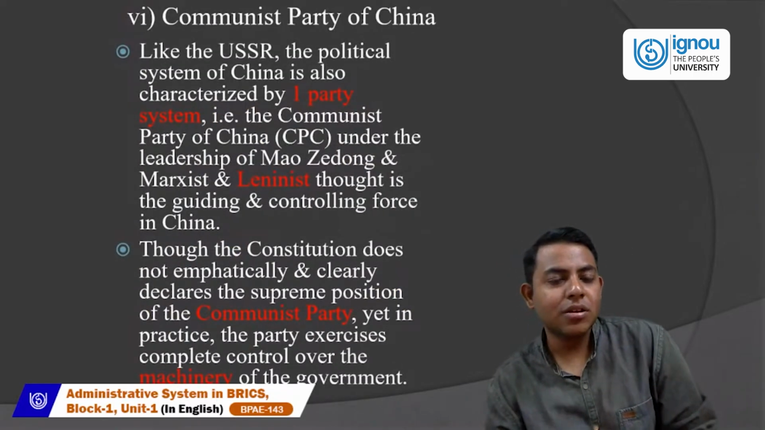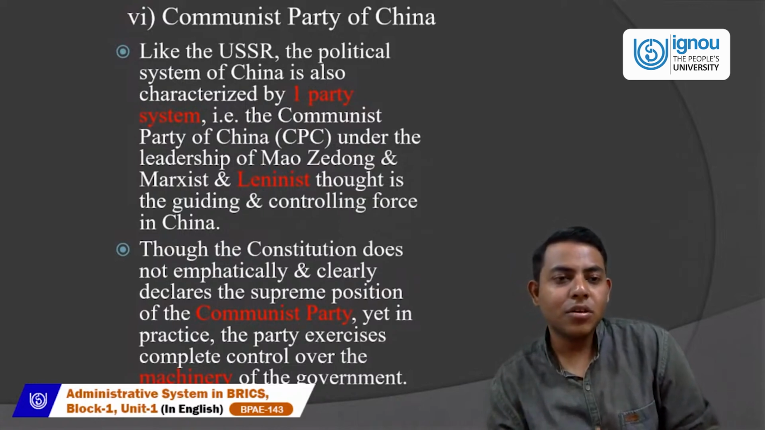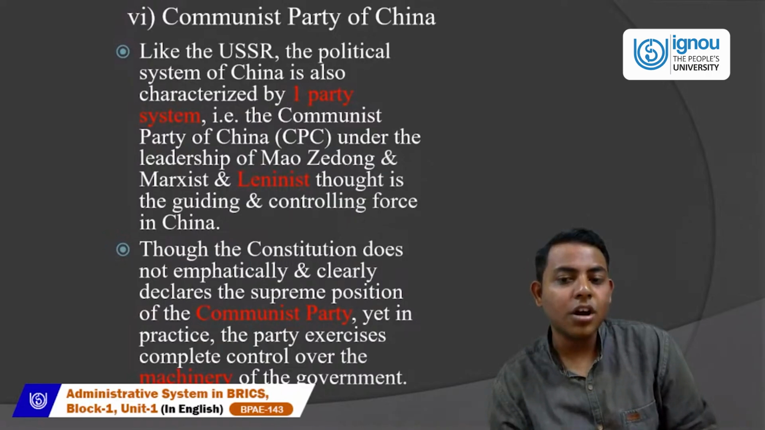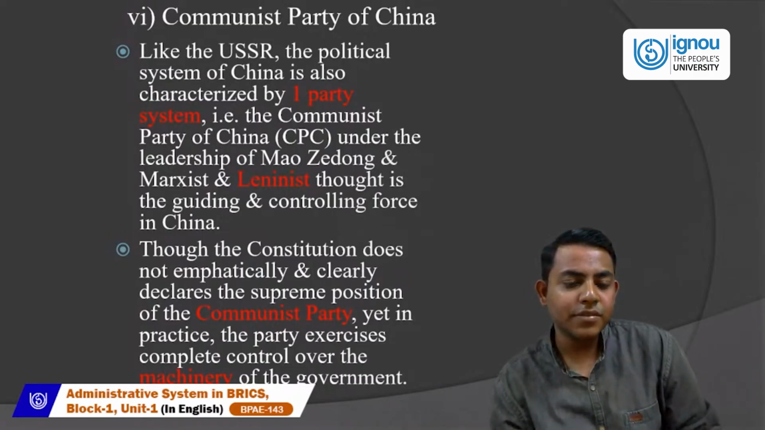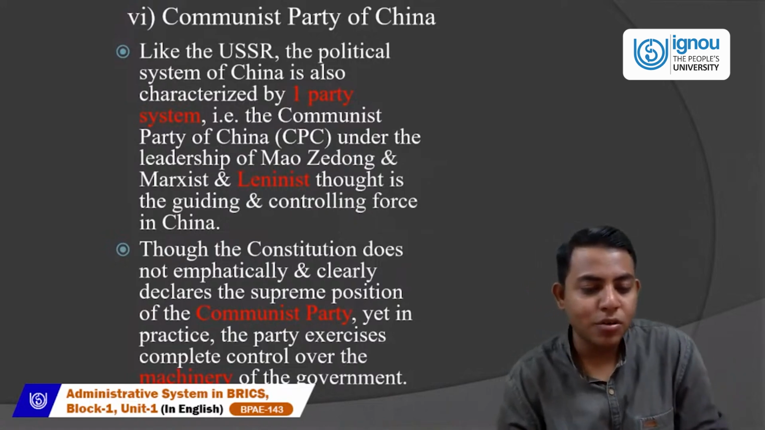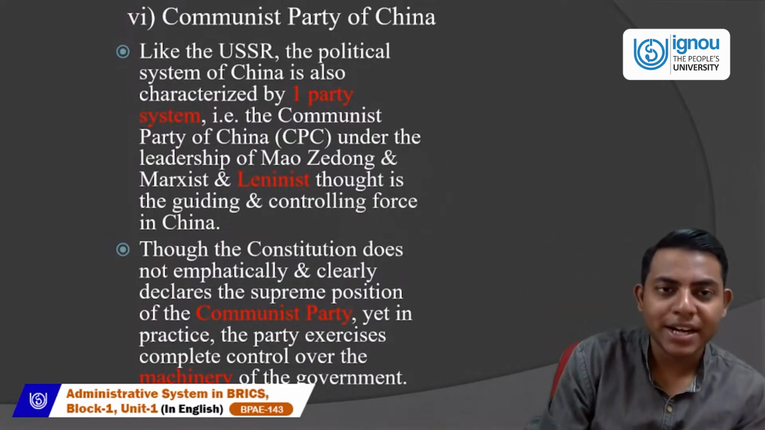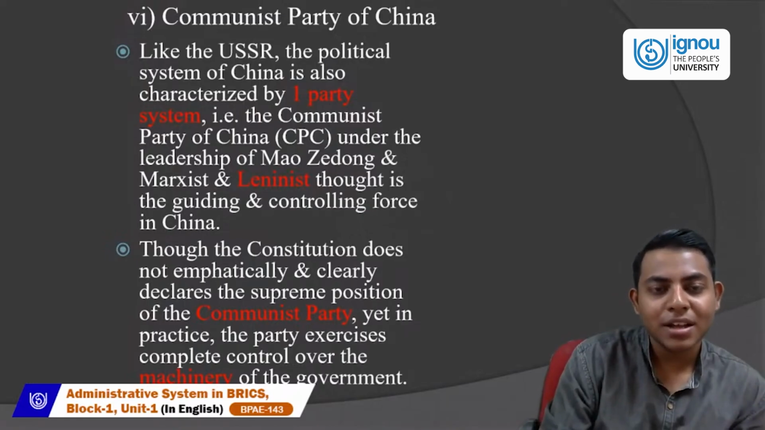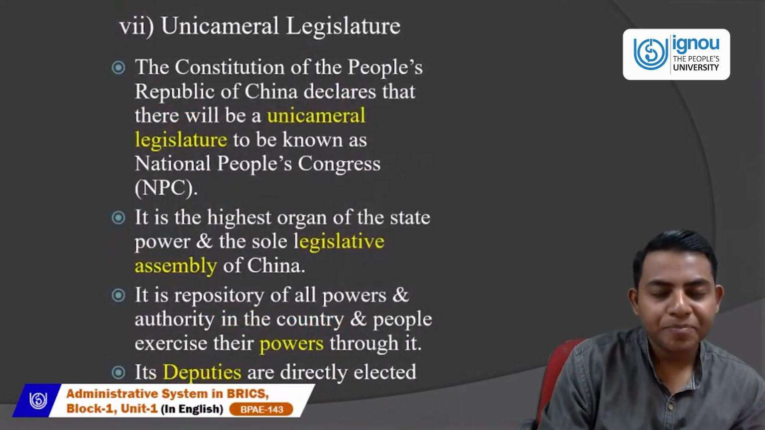Now let us discuss the role of the Communist Party of China. Like the Soviet Union, the political system of China is also characterized by a one-party system, which is the Communist Party of China. Under the leadership of Mao Zedong and Marxist and Leninist thought, it is the guiding and controlling force in China. Though the Constitution of China does not emphatically and clearly declare the supreme position of the Chinese Communist Party, in practice the Communist Party of China exercises complete control over the machinery of the government. So it's a one-party state. Unlike ours, we are a multi-party democratic state. China is a one-party authoritarian state.